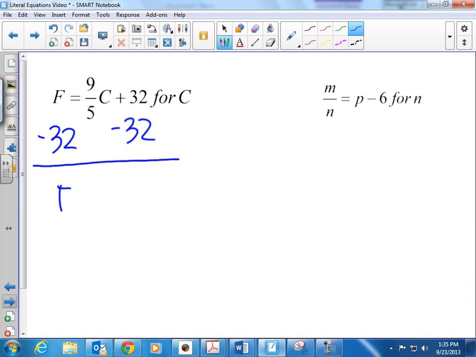I would first need to subtract 32 from each side. Well, F and a constant, 32, are not the same. They are not like terms. So I can't combine those. So all I can write is f minus 32. And then I have 9/5 c.